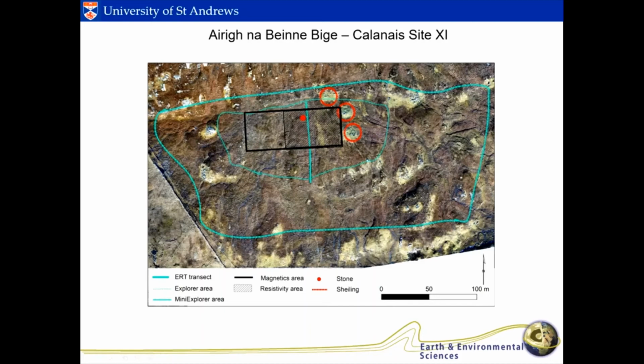Up at site 11, something different's going on. There we only have a single standing stone. So this is a site on the edge of the hill overlooking the valley. If you look south from here, you look directly down south to the main Calanais site. And this is a kind of shelf in the hillside where we have at the red spot there a single standing stone. We've got some shielings, they're marked by these red circles in here.